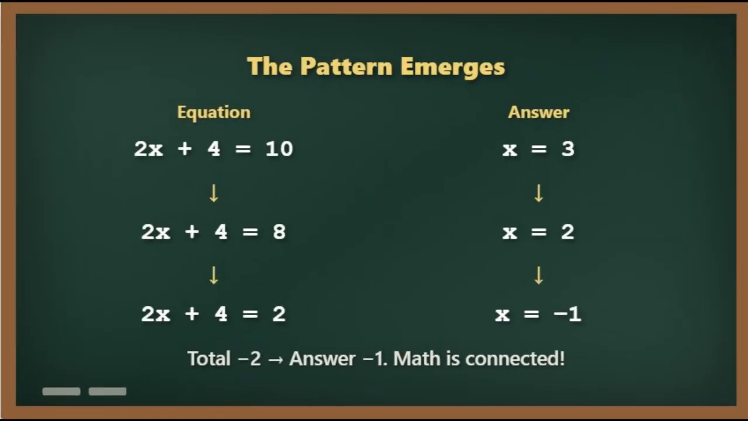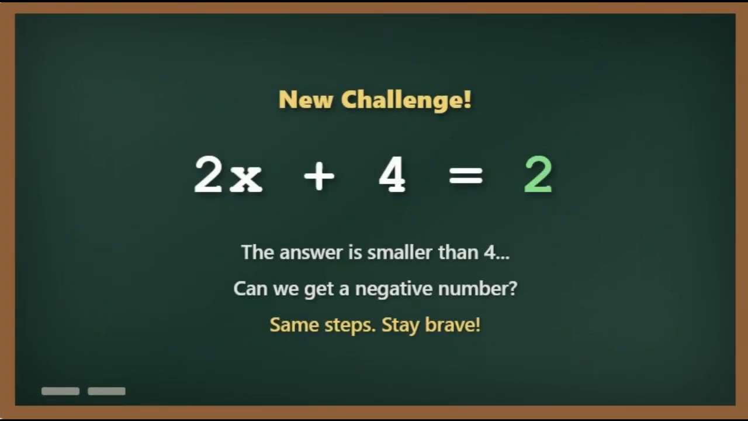Look at this. 2x plus 4 equals 10 gave us x equals 3. 2x plus 4 equals 8 gave us x equals 2. See the pattern? When the total goes down by 2, the answer goes down by 1. Math isn't random, it's connected, and you just discovered the connection.